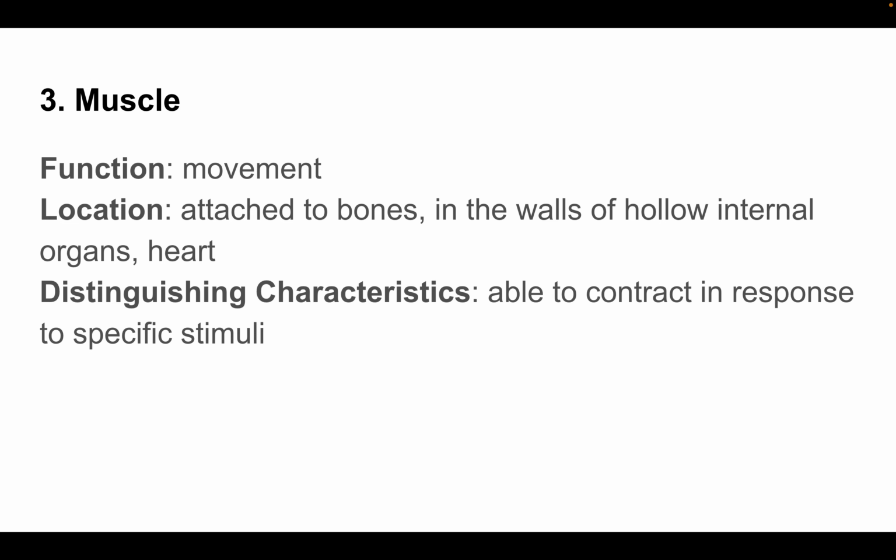Muscle tissue's main function is for movement. We will talk about muscles and their points of attachment, how they're attached to bones. They are the walls of our hollow internal organs, like your stomach and your small and large intestine. Your heart is a muscle, it's made up of cardiac muscle, but the distinguishing characteristic is that they contract in response to a specific stimulus.